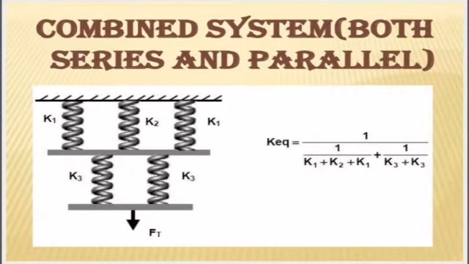Combine the system, both series and parallel. K equivalent is equal to 1 by (1 by K1 plus K2) plus 1 by K3 plus K3.